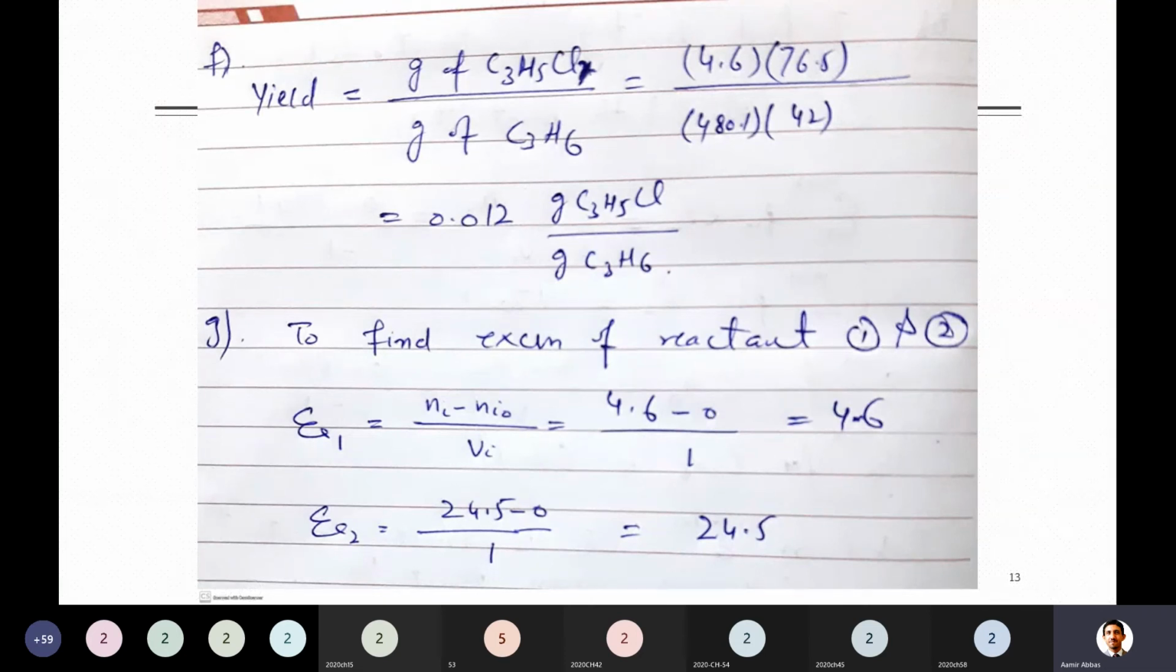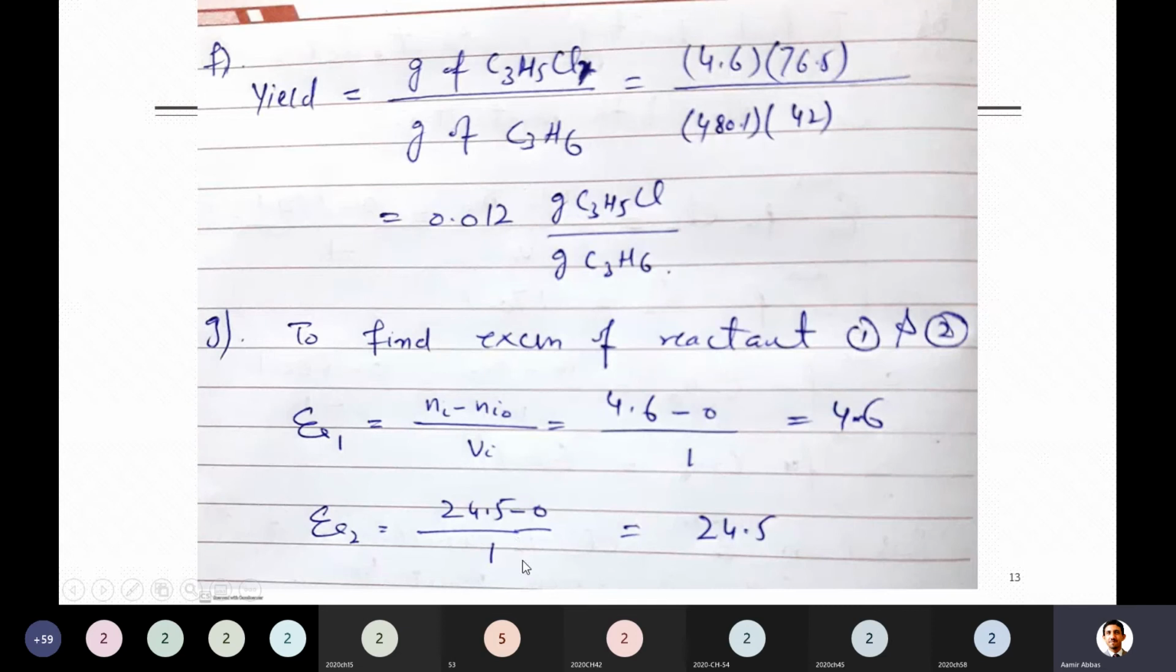So the extent of the first reaction, I'm calculating based on HCl. What was the amount of HCl? That was 4.6 moles at the outlet. So Ni is 4.6 minus the initial number of moles, 0, divided by its coefficient in the equation, which is 1. This is based on the first reaction, so that is 4.6.